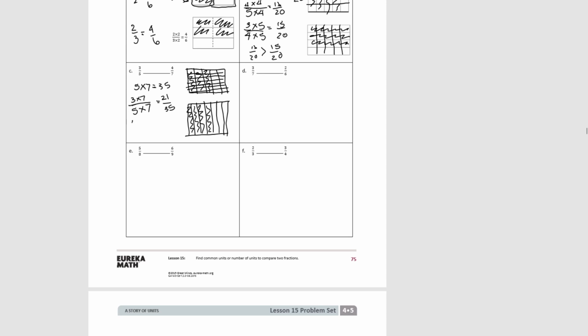In the second fraction, we have 4/7. And again, we want to end up with 35ths. So we would have to multiply by 5 to get 35ths. And we'd need to divide our area model into 5 equal size rows. And we see we have 20 shaded. 21 35ths is greater than 20 35ths. Therefore, 3/5 is greater than 4/7. Try D.